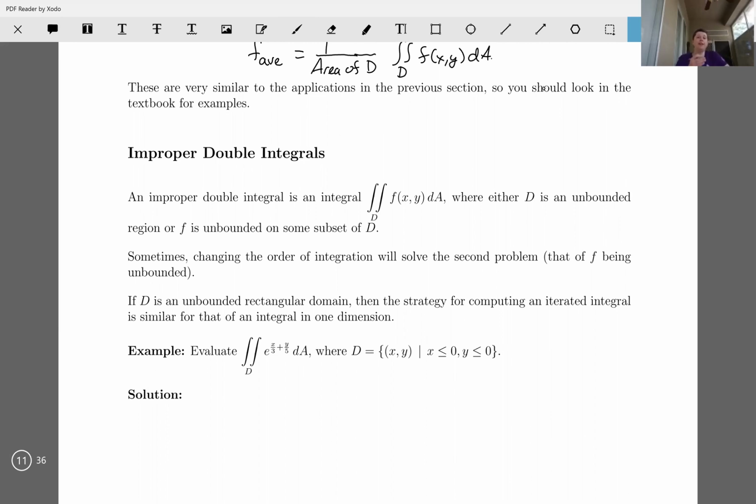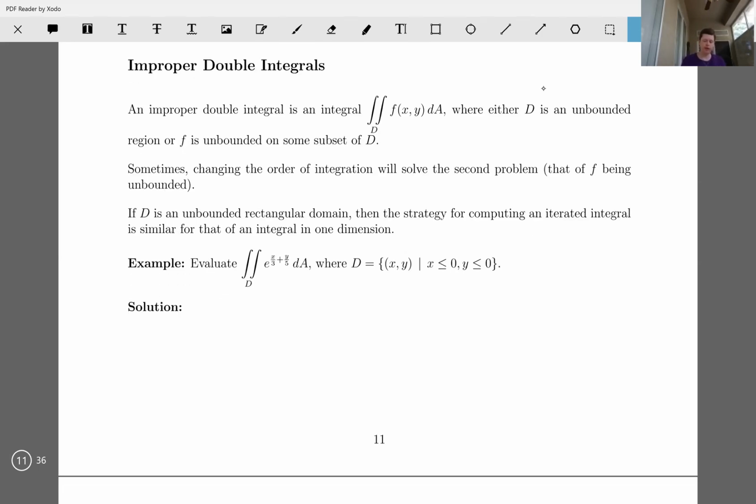Now, the nice thing here, as opposed to when we were talking about these things in Calc 2, is that sometimes changing the order of integration will at least solve the second problem, and that would be the f being unbounded. If D is an unbounded rectangular domain, then the strategy for computing an iterated integral is pretty much the same as what we did in Calc 2. So I won't actually review that explicitly in detail.